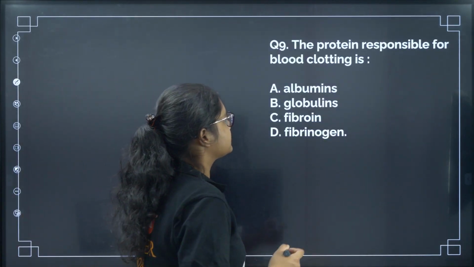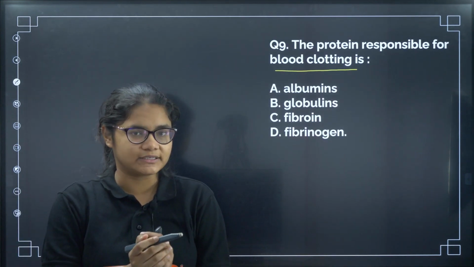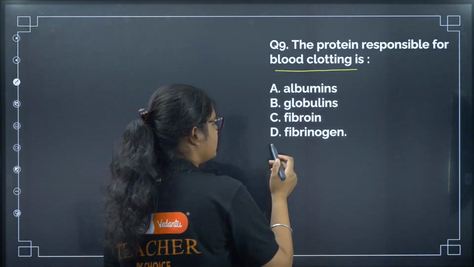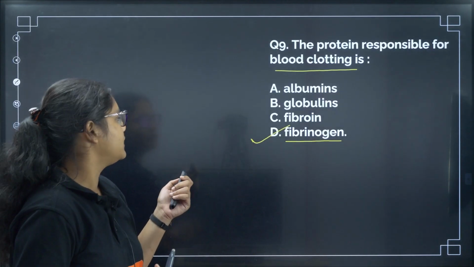Again, an easy one. Next, the protein responsible for blood clotting is. This is a little application-based question. You must be knowing that fibrinogen is used for blood clotting. Okay, correct answer is option number D.